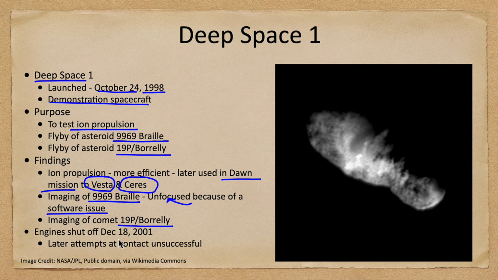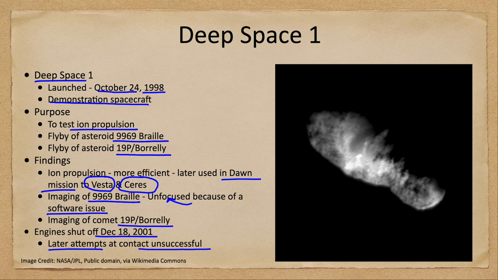Now, in December of 2001, the engines were shut off and the spacecraft was put into a hibernation mode, but attempts the next year to try to contact it were unsuccessful, and it just continues out in its orbit around the sun, as it will do now forever. It'll just keep moving, as nothing further can be done with this craft.